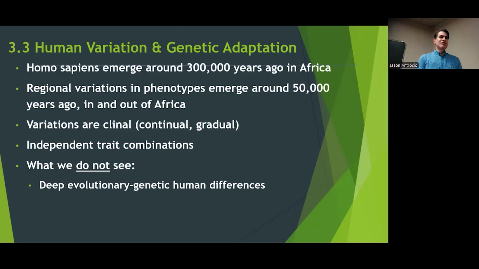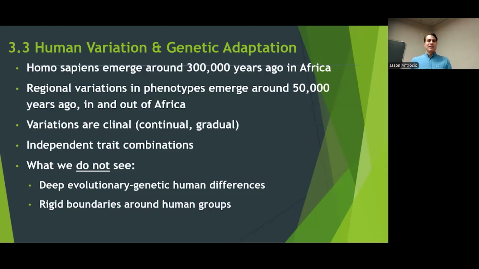So we don't see this deep evolutionary human difference. We also do not see that human groups come as rigidly bounded categories. As I told you, if you walk or travel between different human groups across a geographical range, what you're going to see is a gradual variation in terms of skin color and body shape and eye color, lactose tolerance.